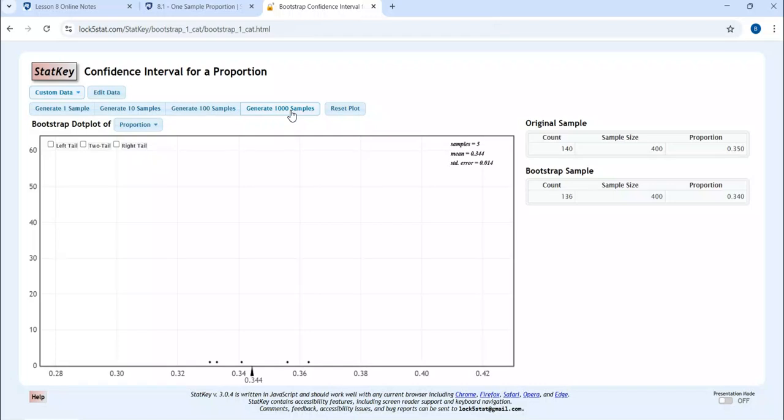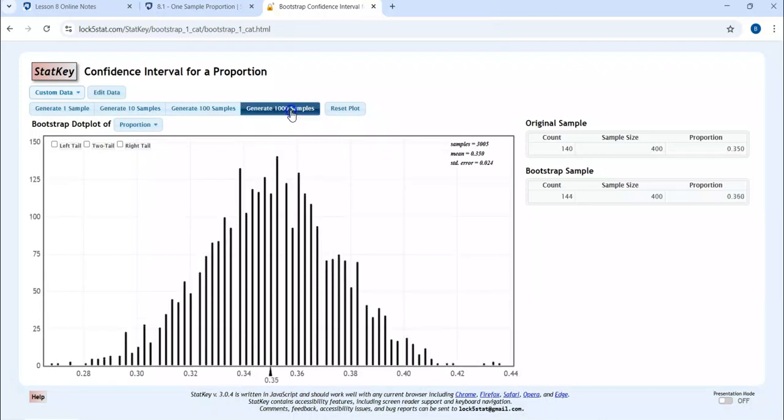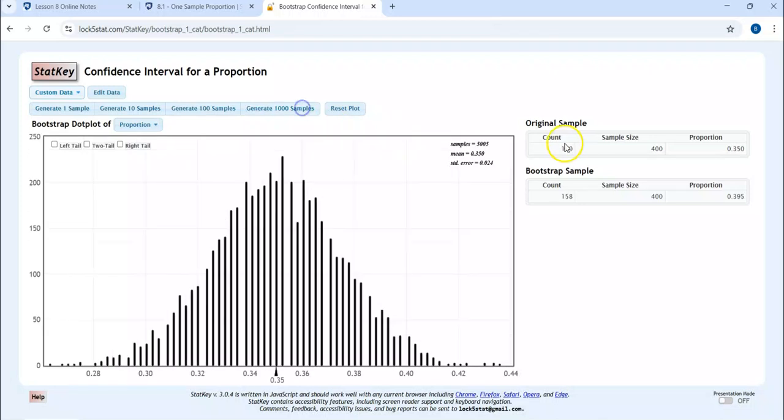If I did 1,000 more times, so 400 sampled with replacement 1,000 times, I start to get something that looks like a bell-shaped curve, approximately a normal curve. And if I do that up around 5,000 times, I have a real good representation of what the theoretical sampling distribution would be for this proportion. At this point, I have what's called the standard error approximated. That standard error is 0.024. That is a measure of variability.